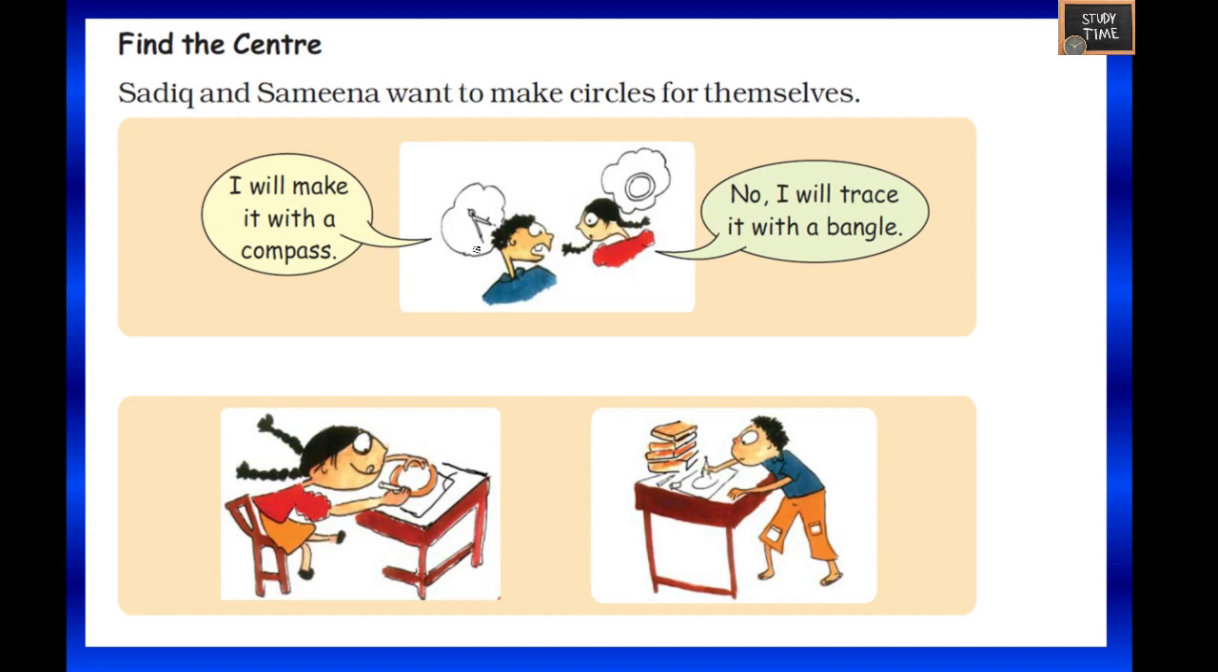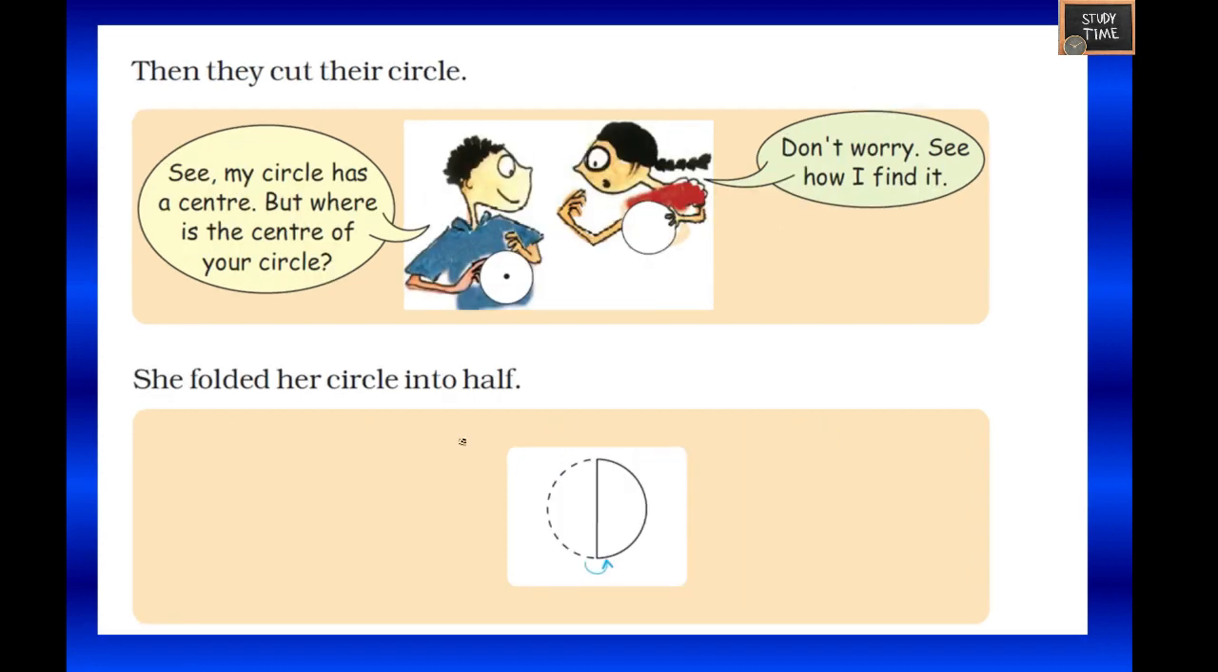So find the center. Sadik and Samina want to make circles for themselves. So this is Sadik and Samina. Sadik made a circle with a compass, whereas Samina made a circle with a bangle. They got two circles and they cut their circles with the help of scissors.